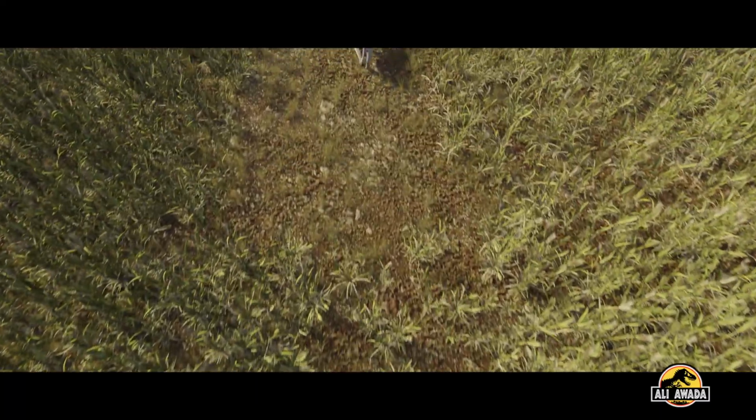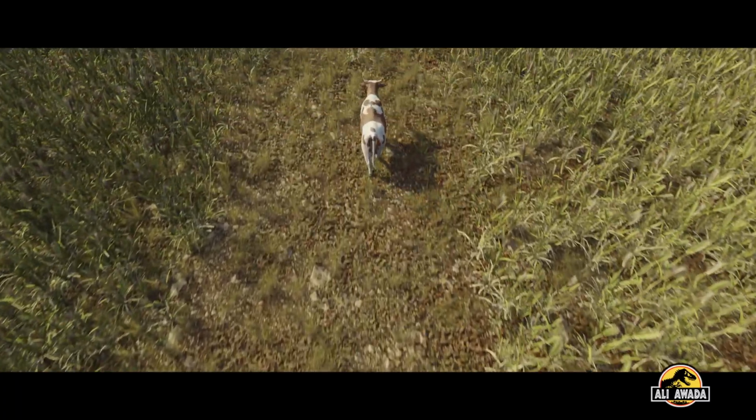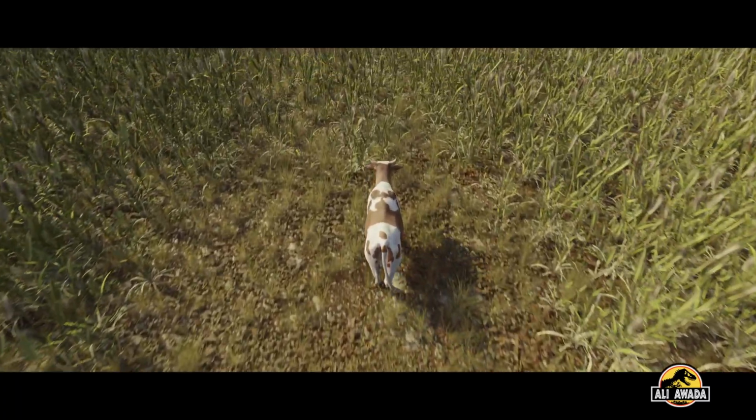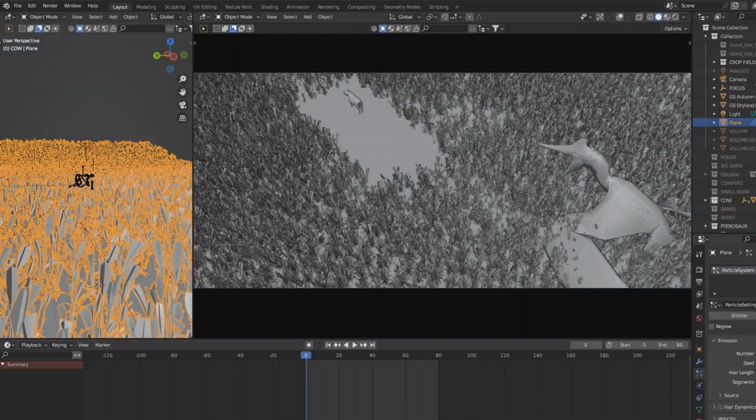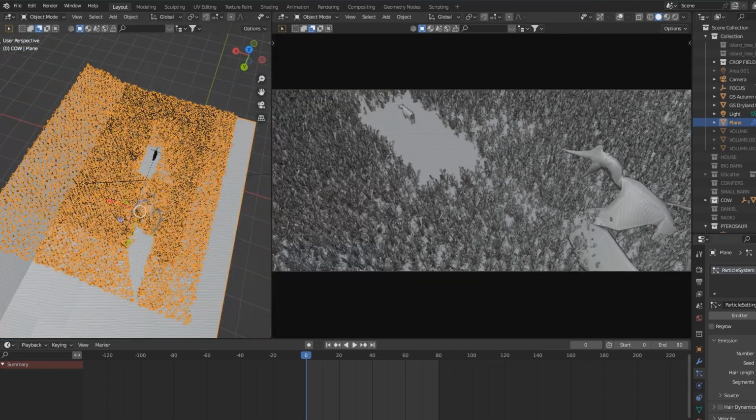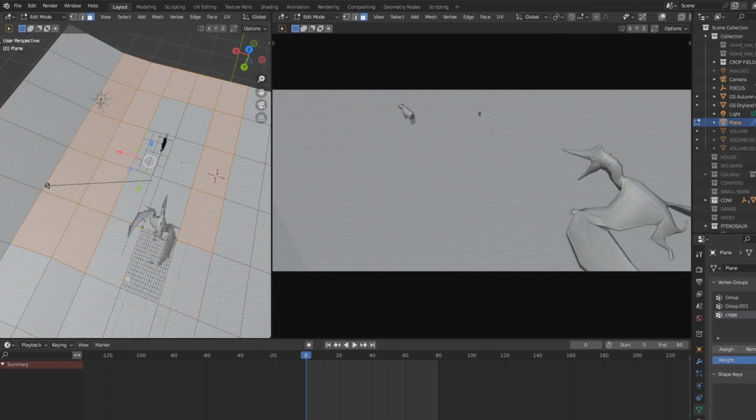Since our cow made a run for it at the beginning of the episode, she now finds herself out in a field. The crop field was made of 3 types of plants, and these assets were scattered across a plane, with variations in scale and rotation to get a huge level of randomness in the field, looking like something you'd see in real life.